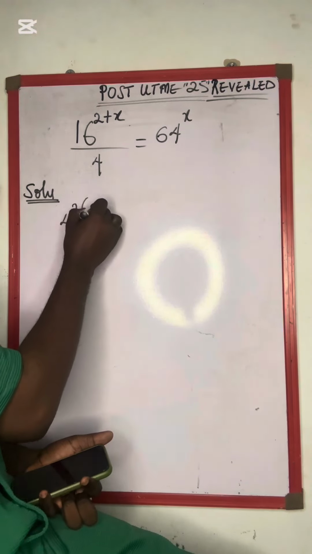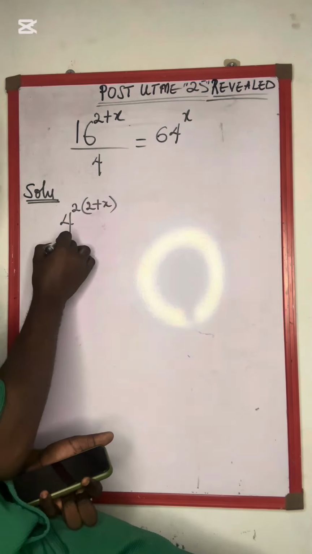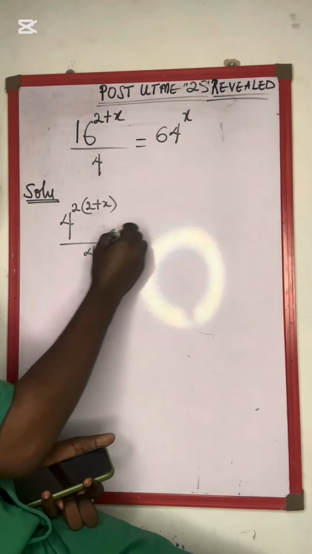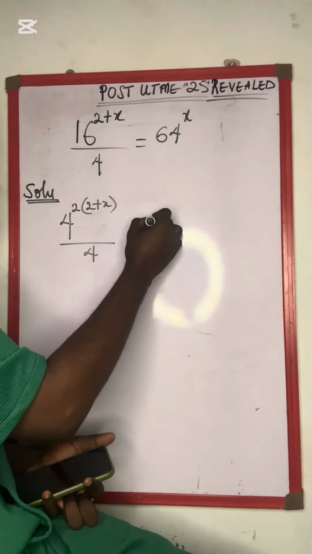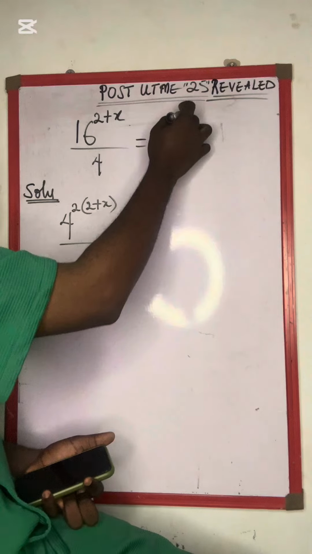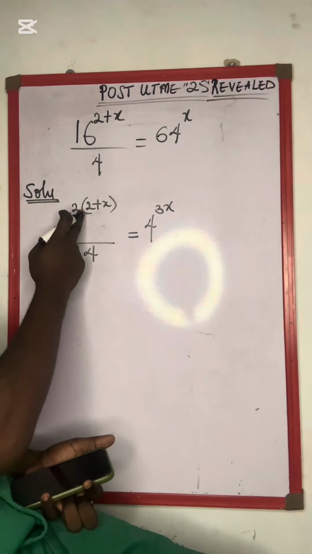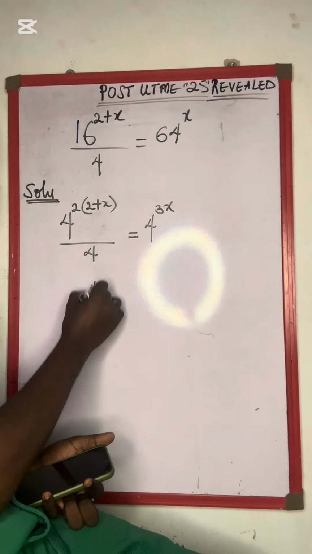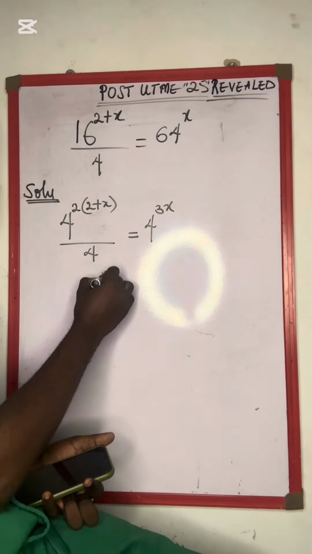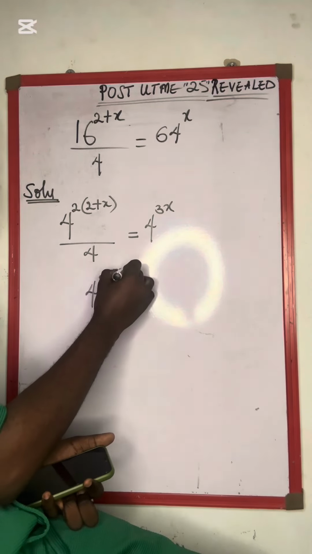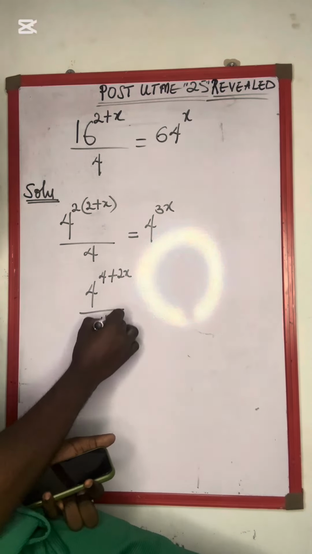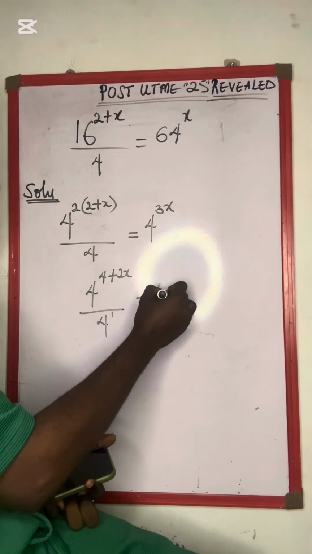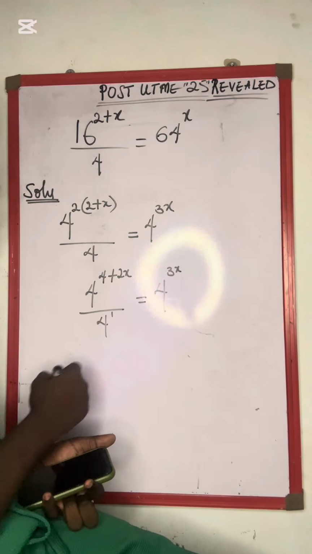So we have 4 squared into (2 plus x) divided by 4 equals 64, which also means 4 to the power of 3, and then we have an extra x over there. Now open the bracket. We have 4. 2 times 2 becomes 4. 2 times x becomes 2x, divided by 4 to the power of 1 equals 4 to the power of 3x.